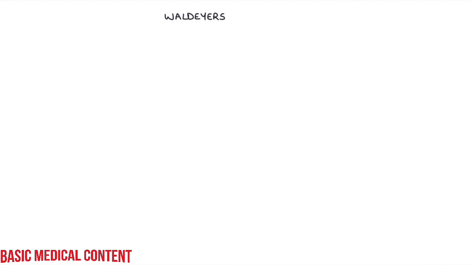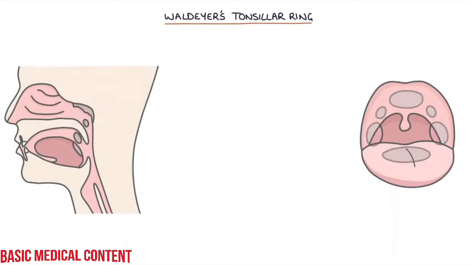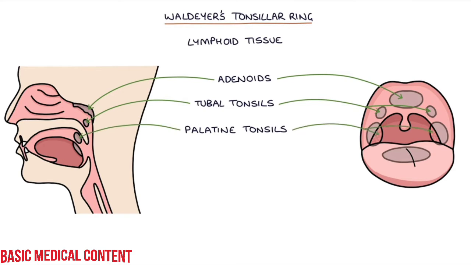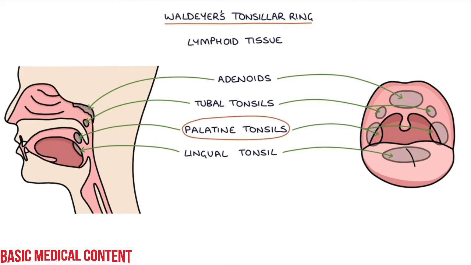Let's talk about Waldeyer's tonsillar ring. In the pharynx at the back of the throat, there is a ring of lymphoid tissue. There are 6 areas of lymphoid tissue in Waldeyer's ring, which includes the adenoids, tubal tonsils, palatine tonsils, and the lingual tonsil. The palatine tonsils are the ones typically infected and enlarged in tonsillitis. These are the tonsils on either side at the back of the throat.